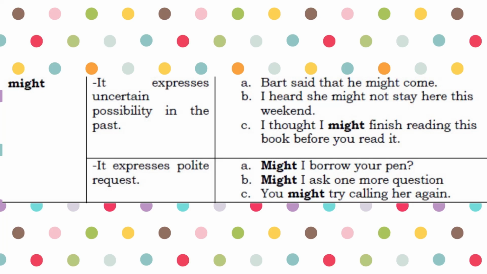Might. It expresses uncertain possibility in the past. For example, letter A. Bart said that he might come. Letter B. I heard she might not stay here this weekend. Letter C. I thought I might finish reading this book before you read it.